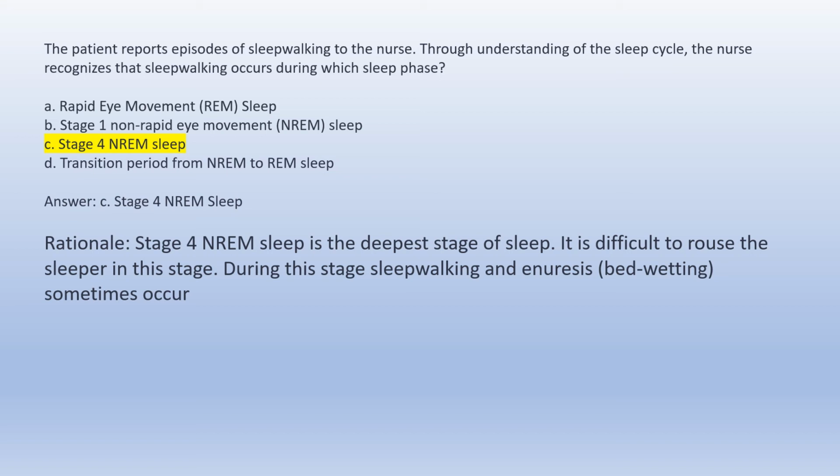Answer: C. Stage 4 NREM sleep. Rationale: Stage 4 NREM sleep is the deepest stage of sleep. It is difficult to rouse the sleeper in this stage. During this stage, sleepwalking and enuresis, bedwetting, sometimes occur.